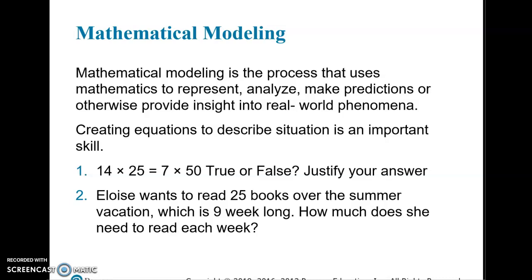And number 2, she wants to read 25 books over the summer vacation, which is 9 weeks long. How much does she need to read each week? This would be a type of division problem. She has 9 weeks, but she has 25 books she wants to read. So 25 divided by 9. Have the students justify their work and explain how many books each week she would need to read.